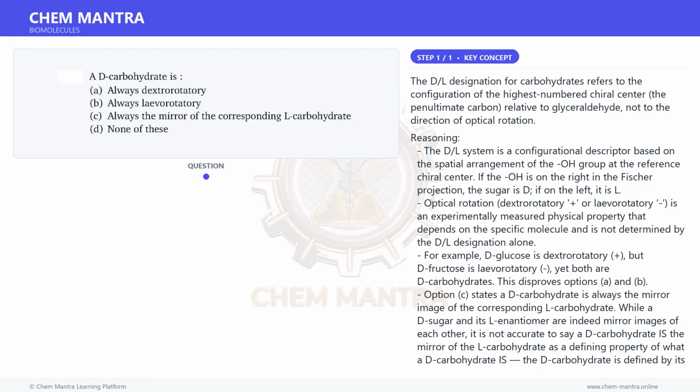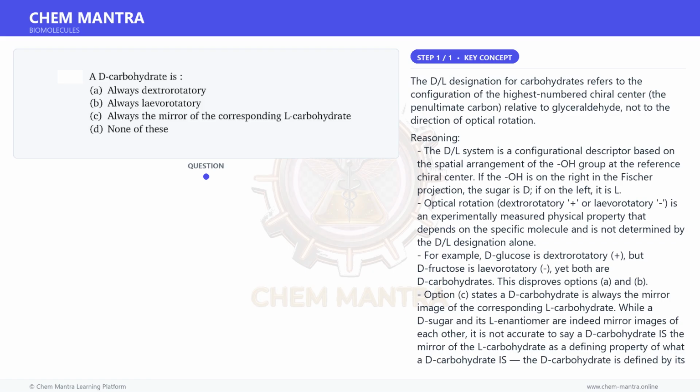For example, D-glucose is dextrorotatory (+), but D-fructose is levorotatory (-), yet both are D-carbohydrates. This disproves options A and B. Option C states a D-carbohydrate is always the mirror image of the corresponding L-carbohydrate. While a D-sugar and its enantiomer are indeed mirror images of each other, it is not accurate to say a D-carbohydrate is the mirror of the L-carbohydrate as a defining property of what a D-carbohydrate is. The D-carbohydrate is defined by its own configuration, not by being a mirror.